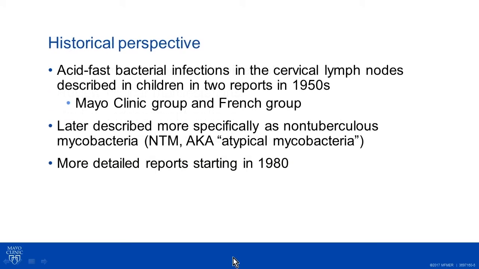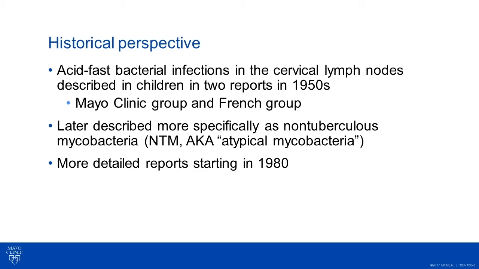So the historical perspective, because we always have to have some Mayo history, right? Acid-fast bacterial infections in the cervical lymph nodes were described in children in the 50s first. And of course, Mayo Clinic was there. So one of the two initial reports was by a Mayo Clinic group. The other was by a group in France. And they didn't specify what the exact organism was. They just said it stained acid-fast.